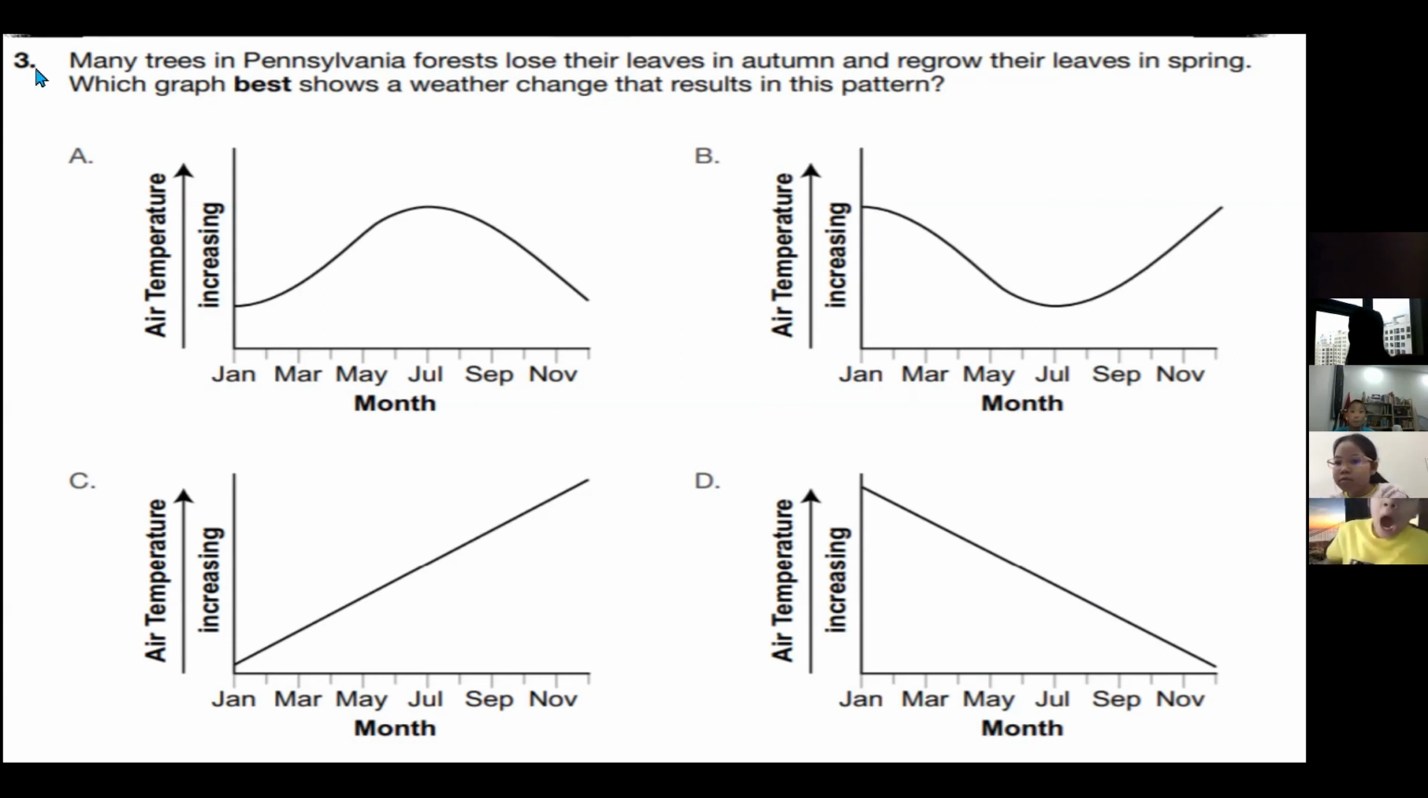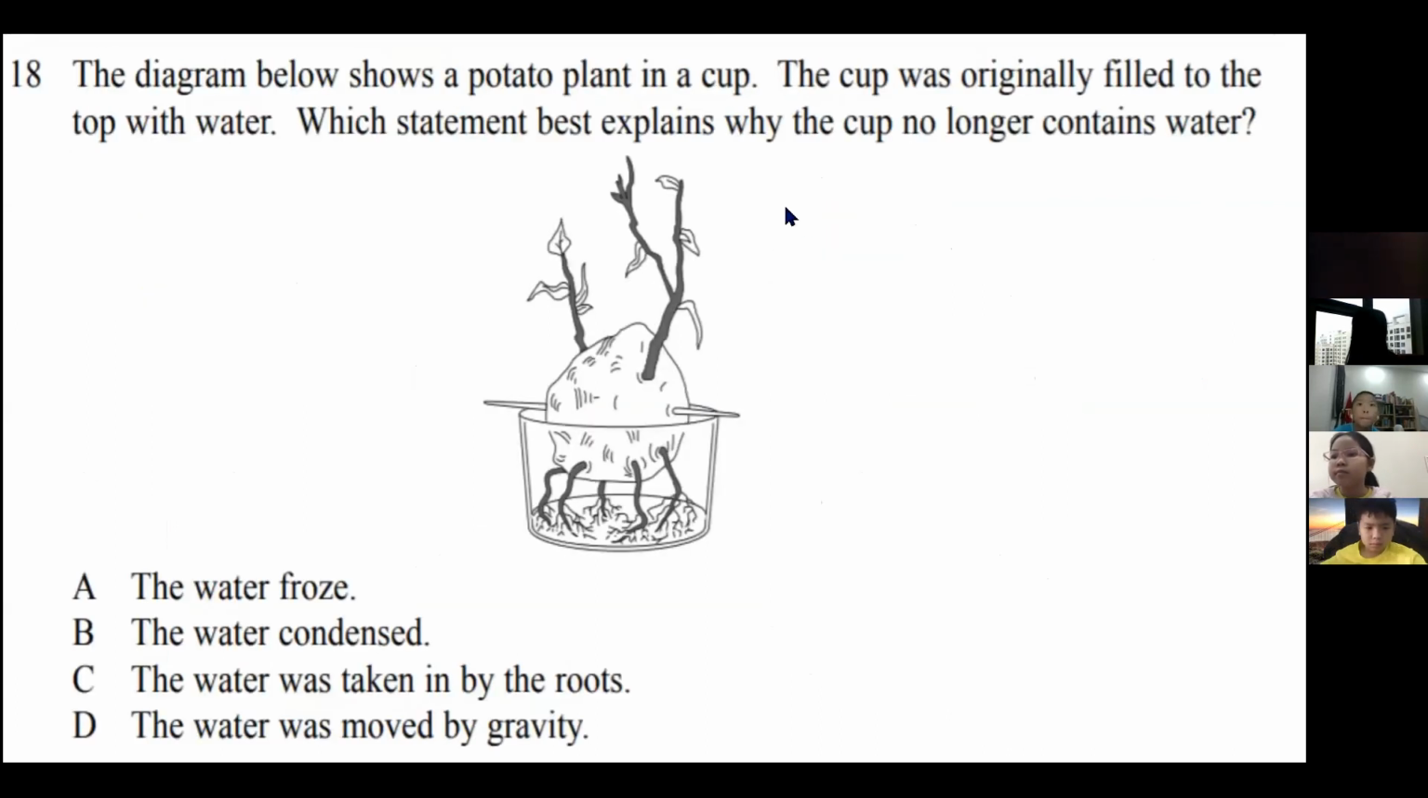Okay, how long do we have left? The diagram shows a potato plant in a cup. The cup is originally filled with a cup of water, which statement explains why the cup no longer contains water? C. Why C? C, because the roots are in the ground and they suck up the water, so the potato can. So the potato has stored energy for winter.